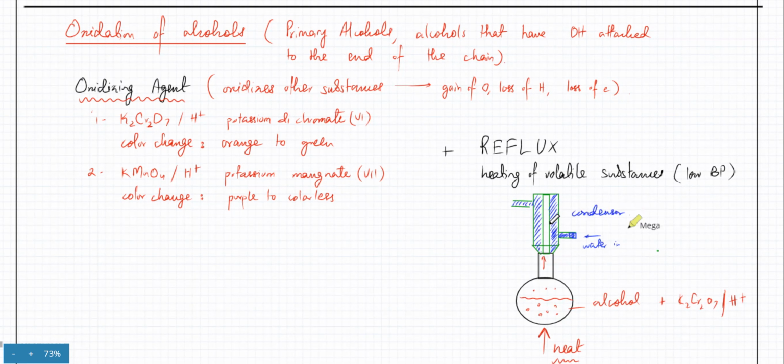Anyways, if by any chance vapors are trying to escape and they reach this point, the cold environment would make the vapors condense and they're going to fall back into the container. So that's what reflux is. Reflux is simply heating, but by placing a condenser on top, you prevent any of the alcohol from escaping. So all of the alcohol is going to get oxidized.